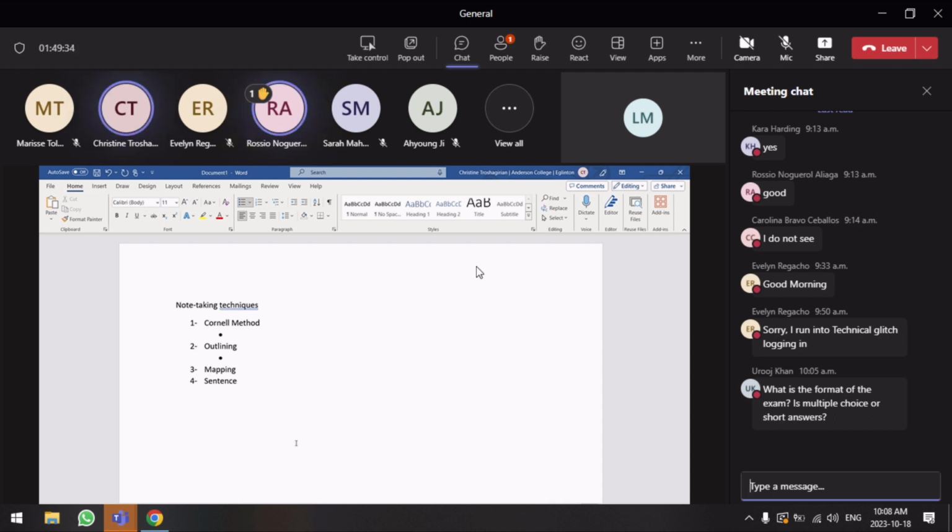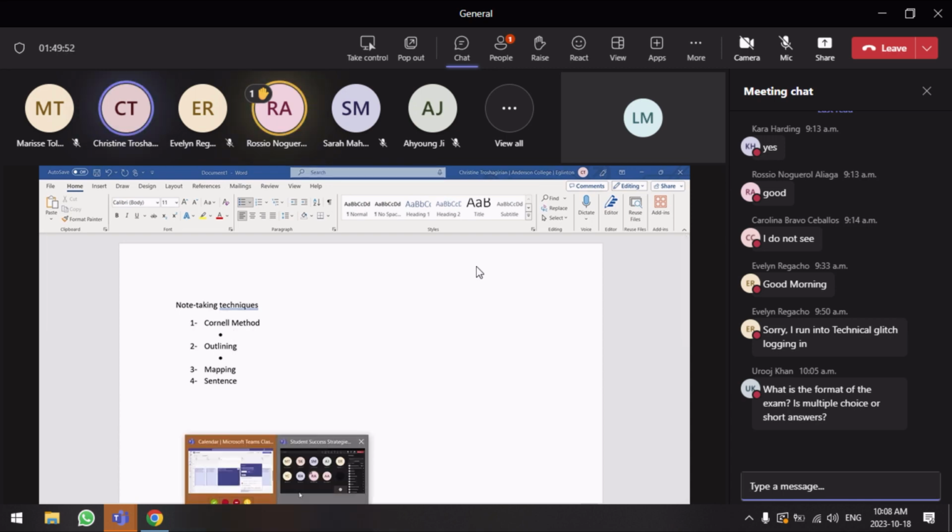Oh, all right. Okay, thank you. This is what I do right now. So you use the outlining method: you put a heading and then you simply put important ideas in there in a bullet format. Excellent, Rocio. Yes, okay, thank you. My pleasure.